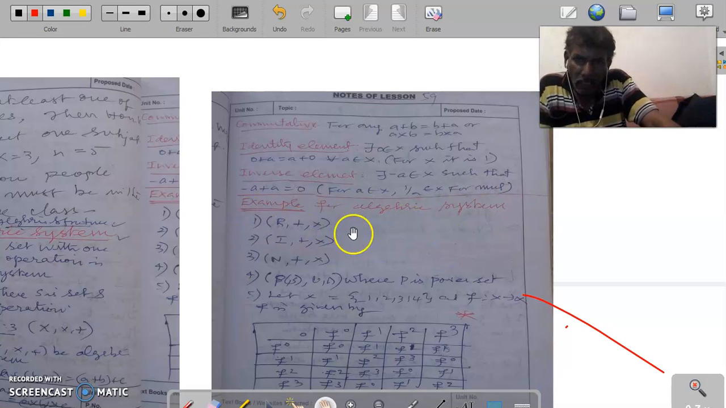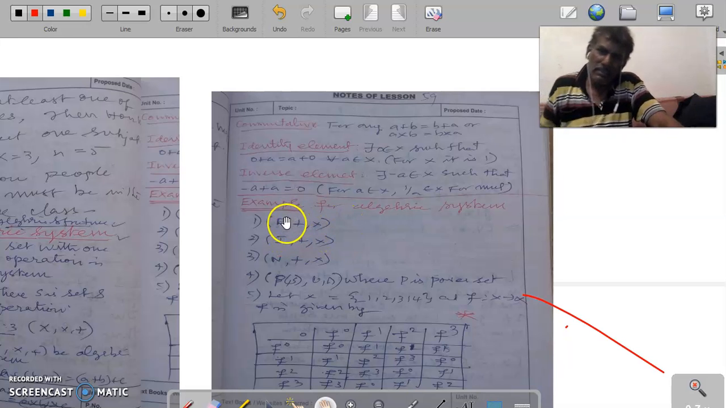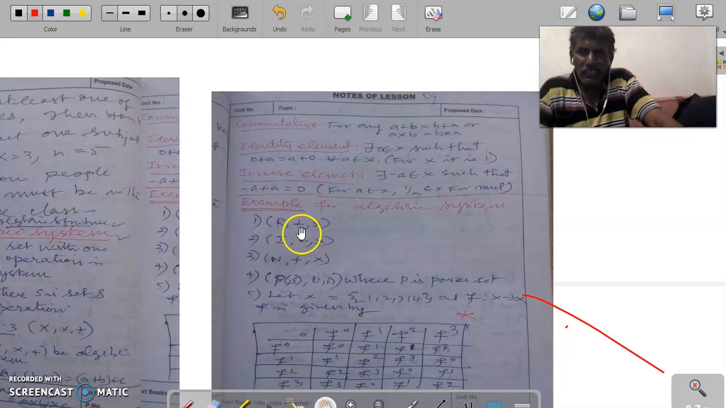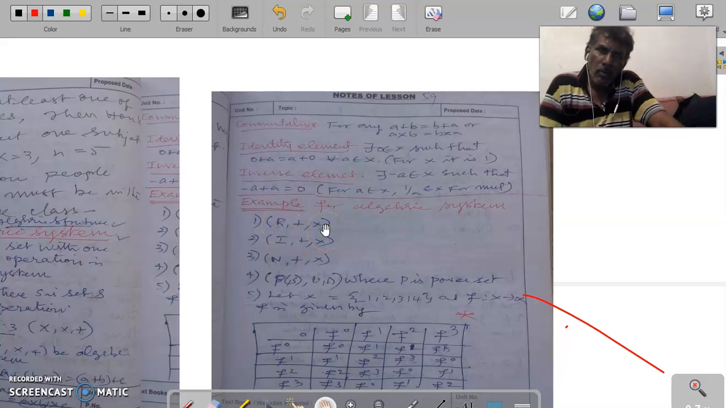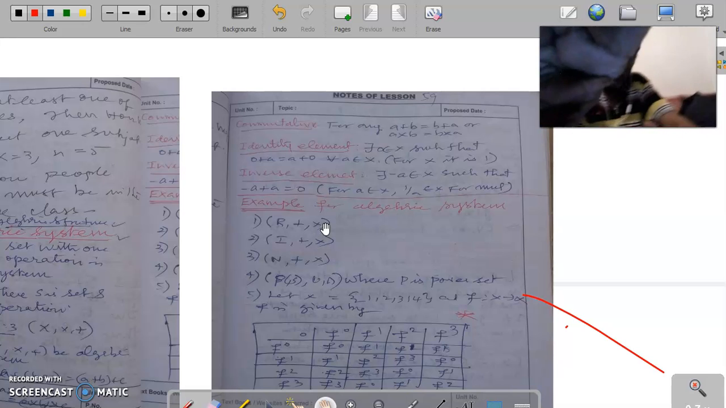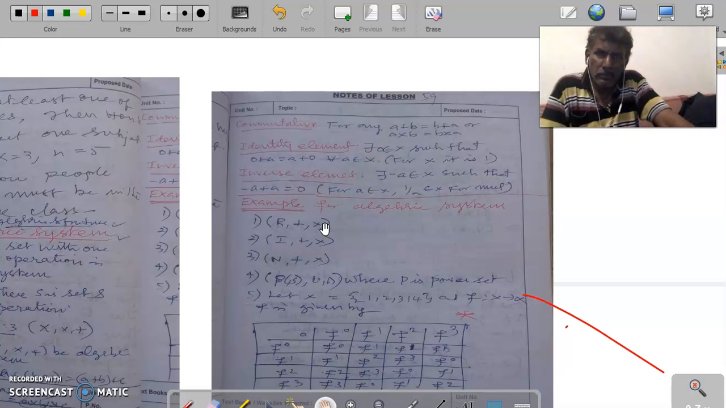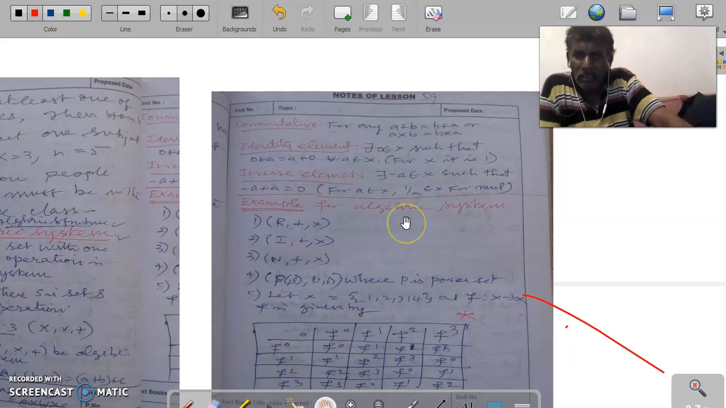Now I will give you a lot of examples of an algebraic system or algebraic structure. The first one is (R, +, ×), where R is the set of real numbers, plus is the addition, and this is the multiplication. Similarly, the integers: integers with plus and multiplication as we define in our number system. This is also a good example of an algebraic structure.